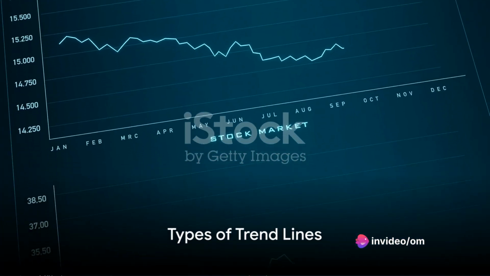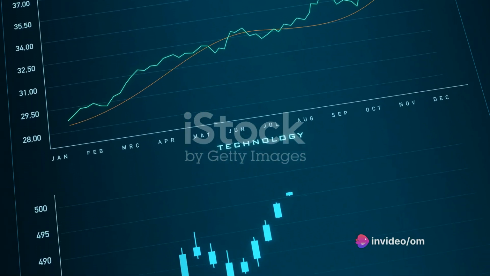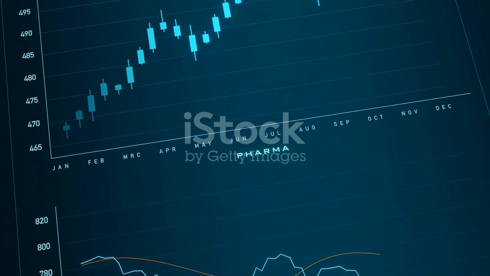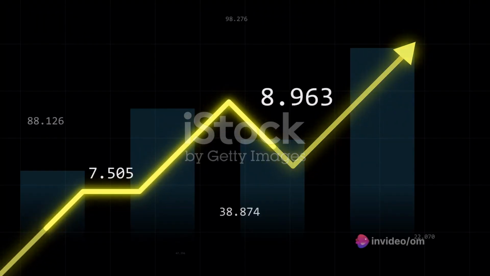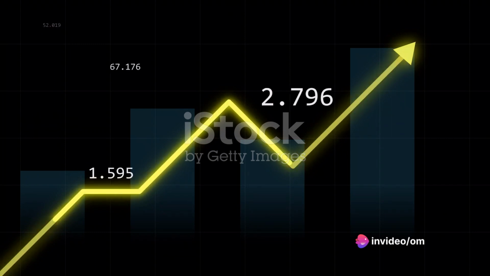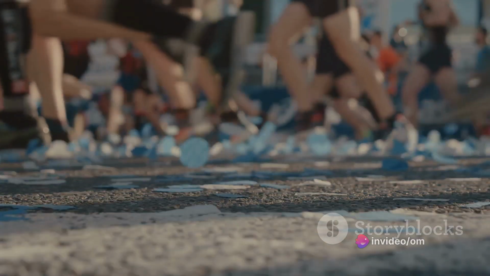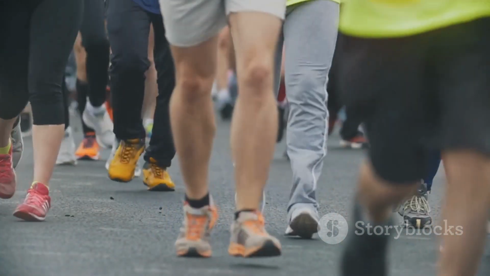Not all trend lines are created equal. There are different types, each with its unique characteristics. Today we're going to discuss the three main types of trend lines: linear, logarithmic, and exponential. These are not just fancy mathematical terms, but practical tools for understanding data. First up, we have linear trend lines. These are the most straightforward of all. They're perfect for data that changes at a constant rate.